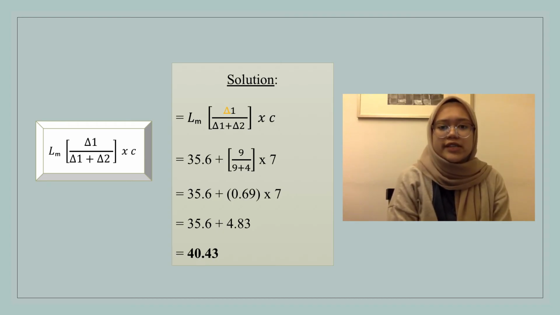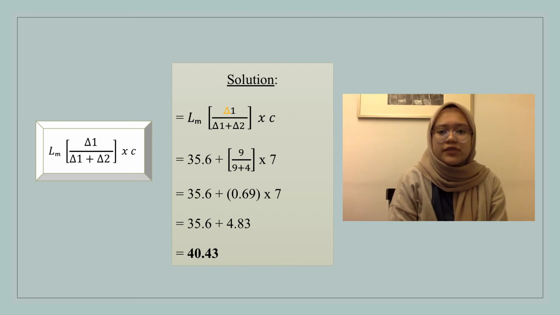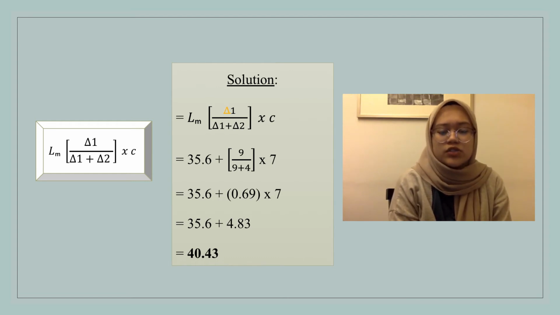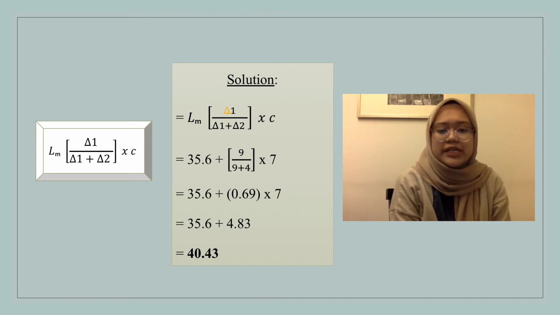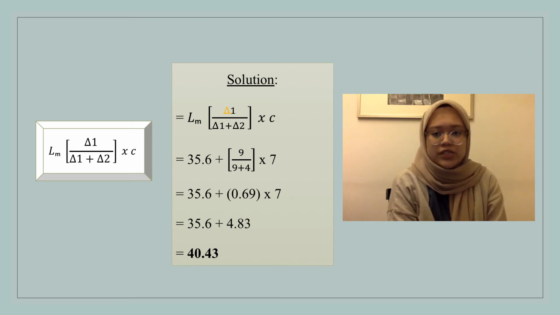Mode is the data entry that occurs with the greatest frequency, and this is the formula of mode. The solution is the lower class, which is 35.6, plus delta 1, which is 9, divided by delta 1 plus delta 2, which gives 30, multiplied by 7. So the mode of the labor force in Negeri Sembilan is 40.43.